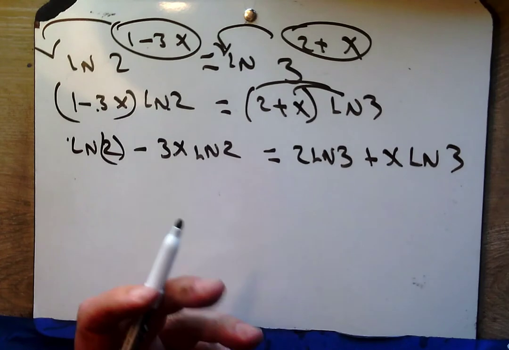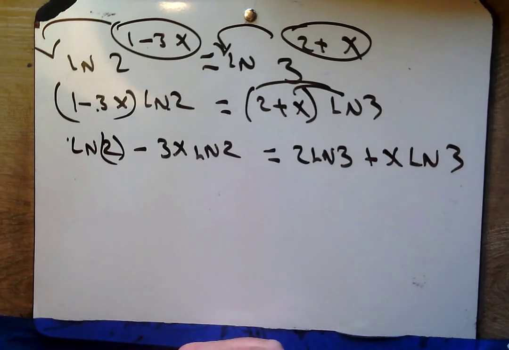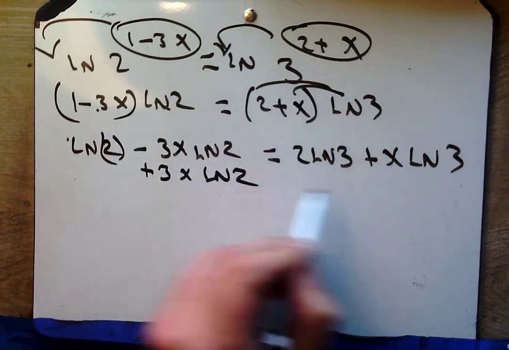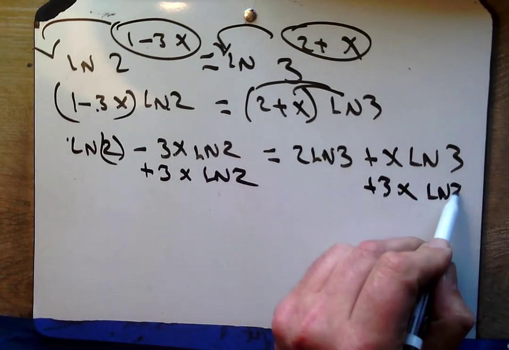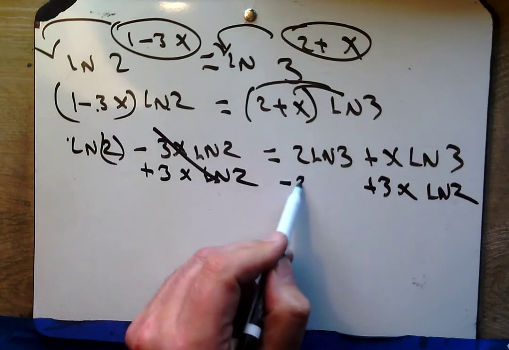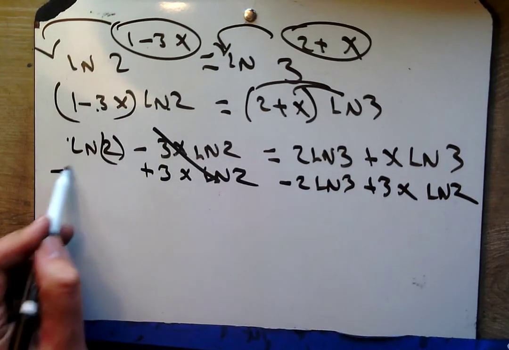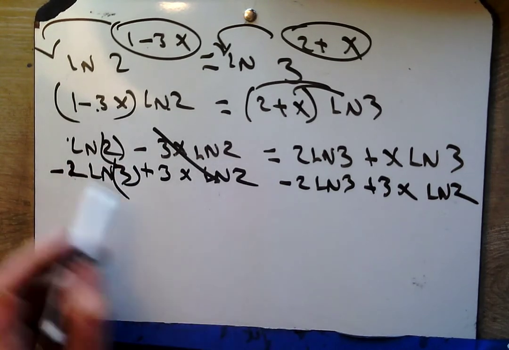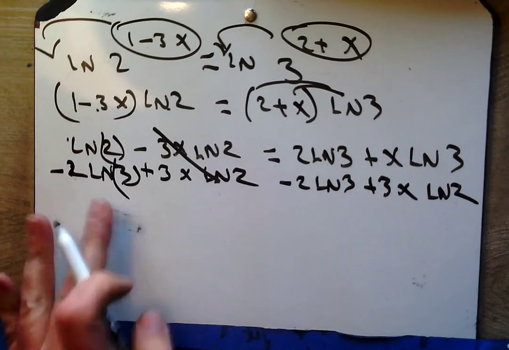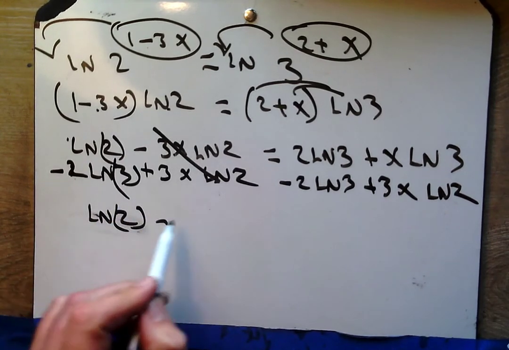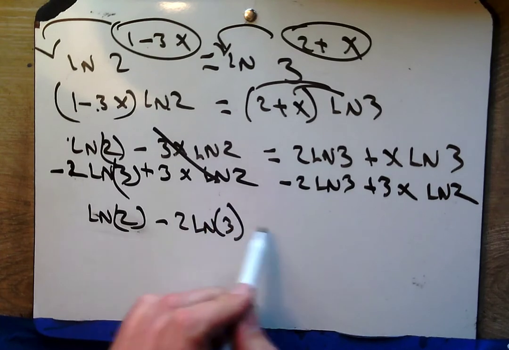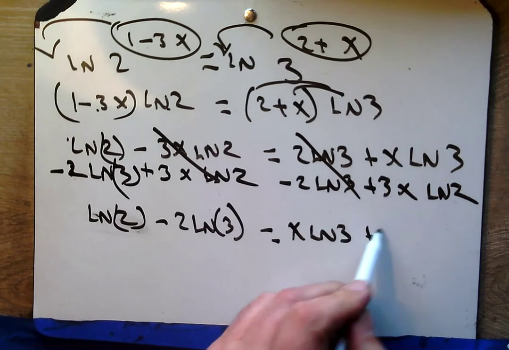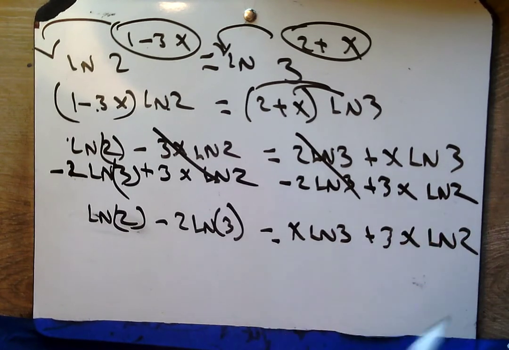I want to move all my x's to one side and all my not x's to the other. I'm going to move this over here this time. 3x ln of 2, 3x ln of 2. That will cancel those. I also want to move the not x stuff. Minus 2 ln of 3 onto the left side. So now I'm going to have 2, no I'm not. I'm going to have ln of 2 minus 2 ln of 3 equals, those went away, here, x ln of 3 plus 3x ln of 2.